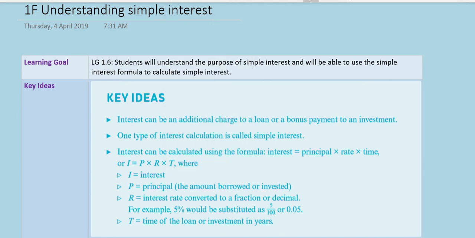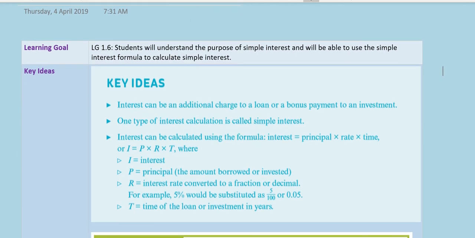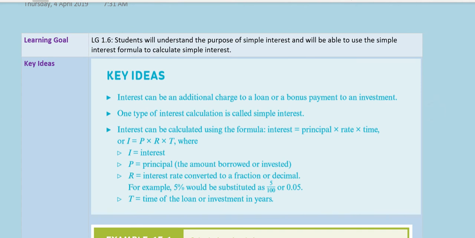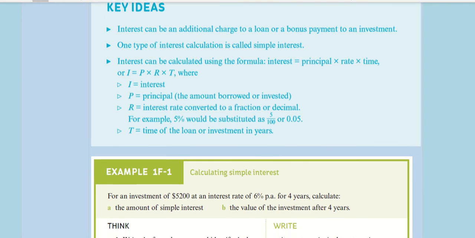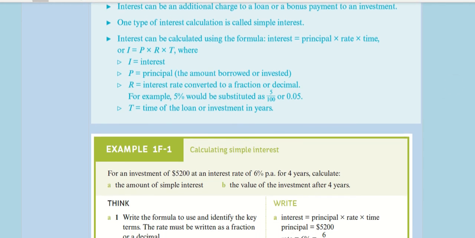The goal of today is that you'll be able to understand the purpose of simple interest and be able to use the simple interest formula to calculate simple interest. Interest is that additional charge to a loan or a bonus payment to an investment. One type of interest calculation is called simple interest. Interest can be calculated using the formula: interest equals principal times rate times time.